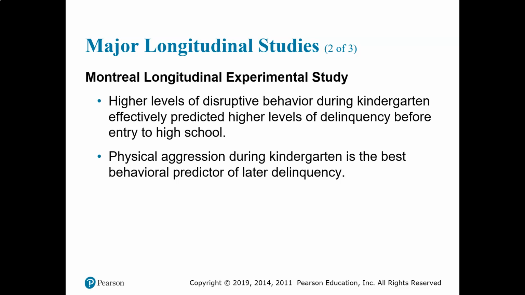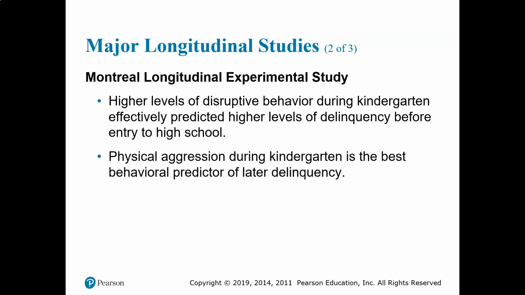Those kids whose behavior was negative in kindergarten were much more likely than others to become delinquents before they even got to high school. Physical aggression during kindergarten is the best behavioral predictor for later delinquency. Oh my gosh. I know, you're thinking this is a 5-year-old kid. So when you see that stuff, it's happening.